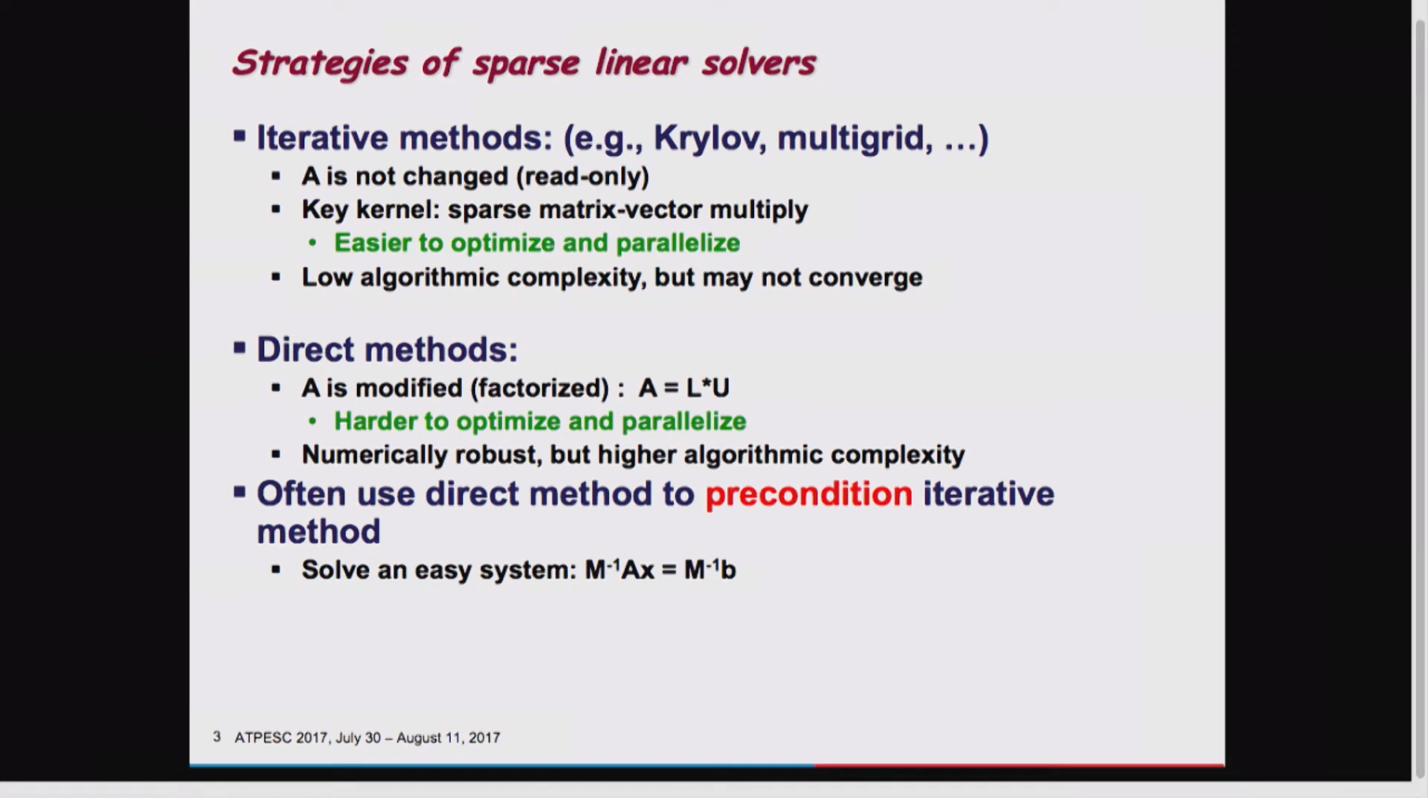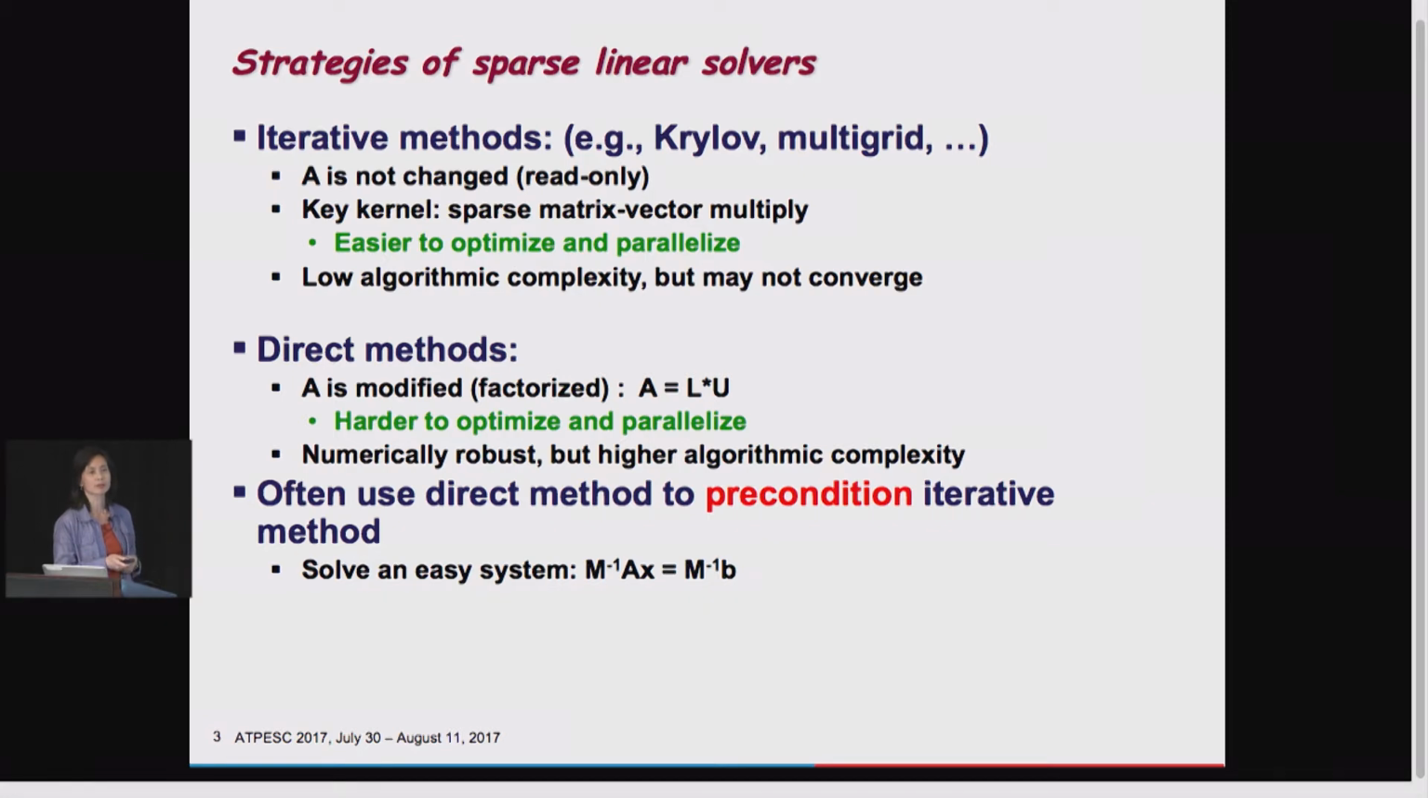So in the morning, you already heard from Barry about solving linear systems. Essentially, there are two big categories of strategies for solving linear equations. One is the iterative methods, the Krylov method that Barry explained in depth in his talk. The nice thing about this is the matrix A is not changed. It's read-only.